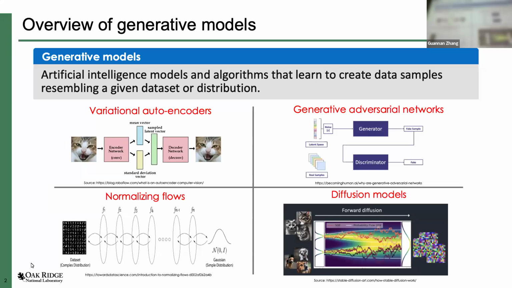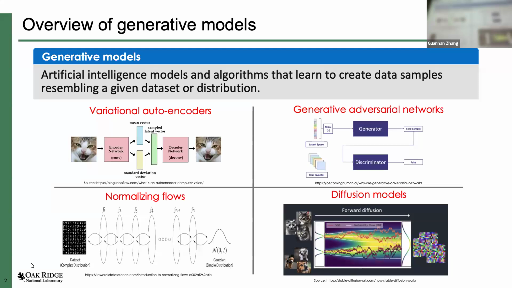And after the diffusion model was proposed, in terms of quality, I think it can outperform generative adversarial networks in a lot of applications, not all of them, and can also outperform normalizing flows. Also the training process is relatively easier than for generative adversarial networks. That's the reason I think we see so many diffusion model papers these days.